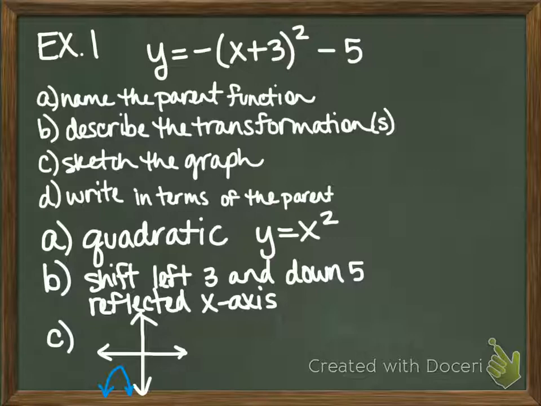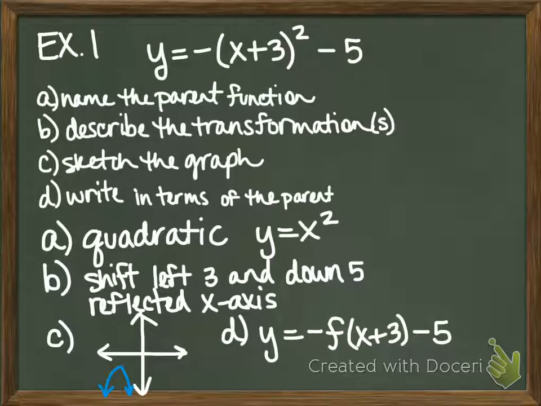Then you're going to write the transformed function in terms of the parent function. So we think of x squared as my f of x. So it's going to be negative f of x plus 3 minus 5. So if I went and took my parent function and plugged it into this, it would look correct. Negative, x plus 3 all squared, and the x that's squared is the x plus 3, and then minus 5 on the end. So I'm going to be looking for all 4 of these things for each problem on your homework.